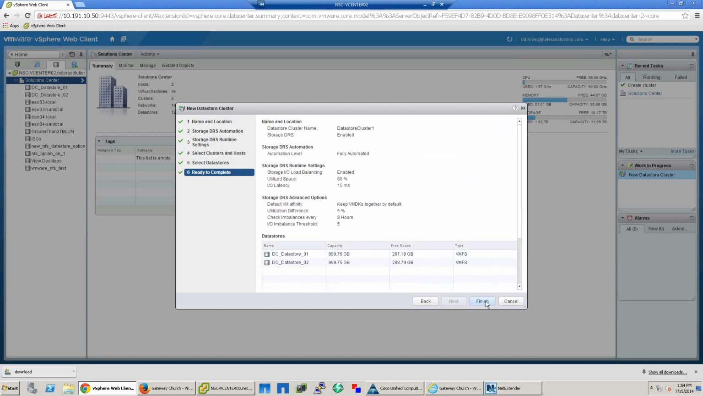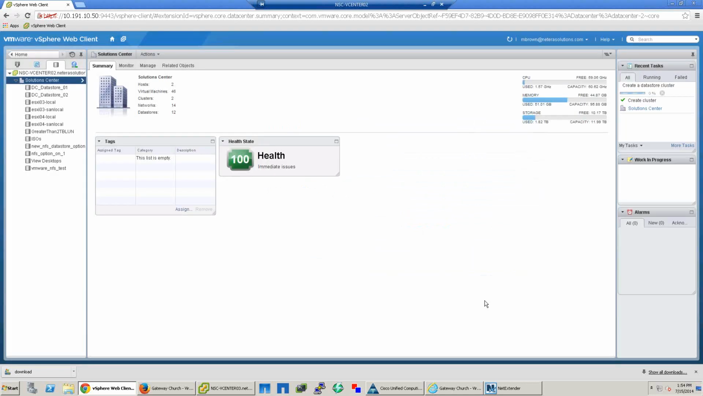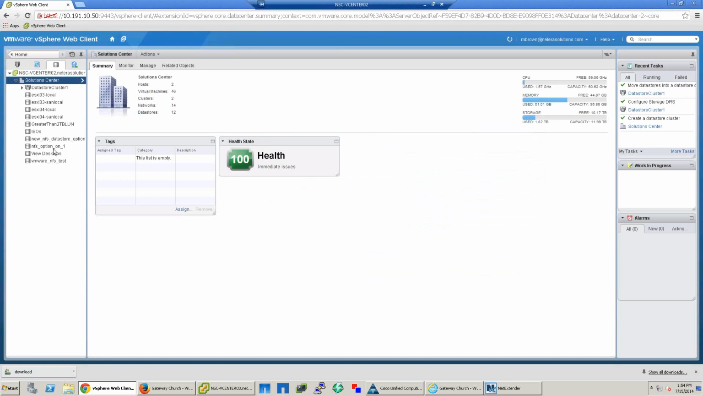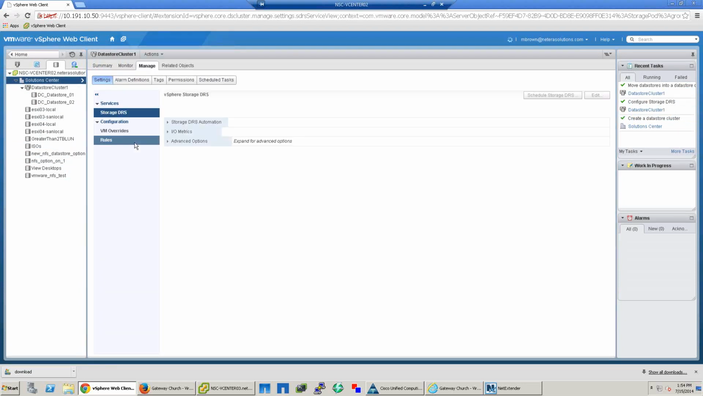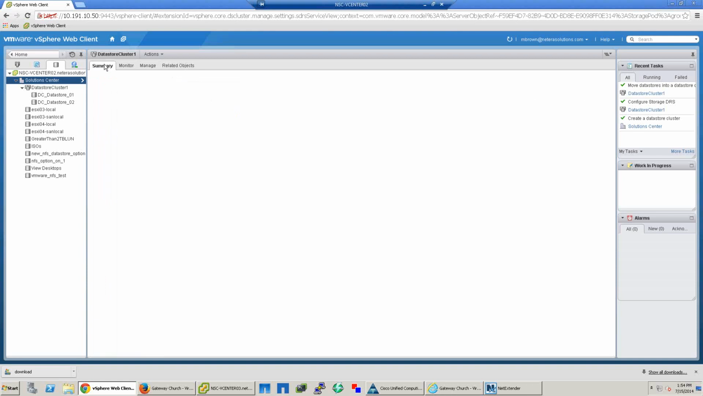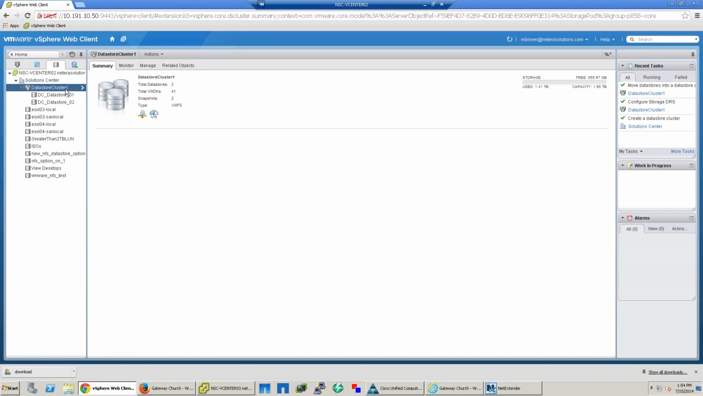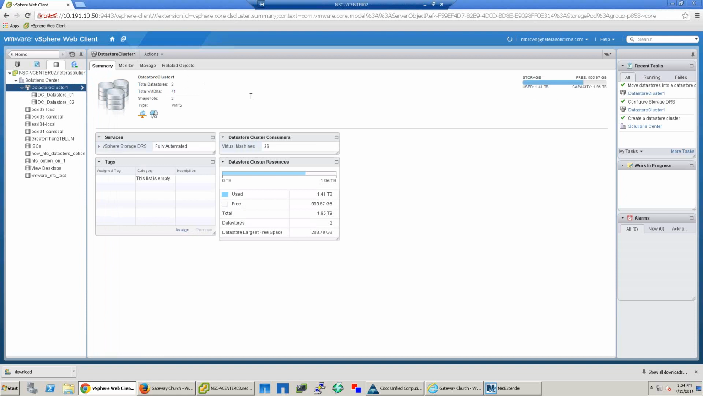And finally, we get to review what we've done. All right, we see the task as completed, and we see our data store cluster. At least the creation itself is pretty simple. And choosing that data store cluster, we can see more about it. It tells us we have not only the latency configured, but obviously the load balancing is there as well.